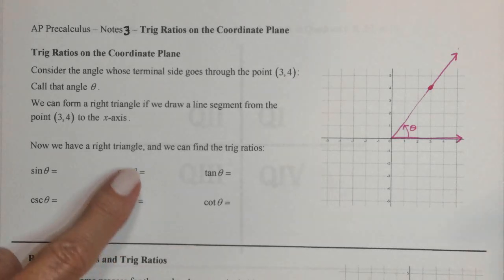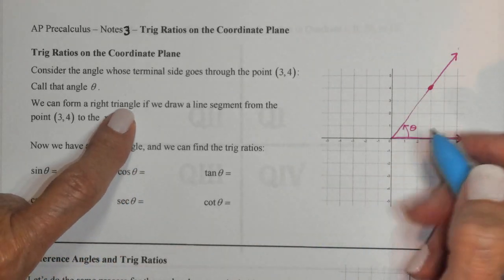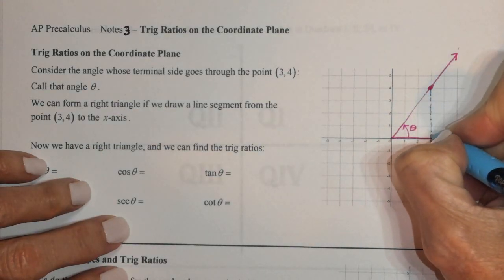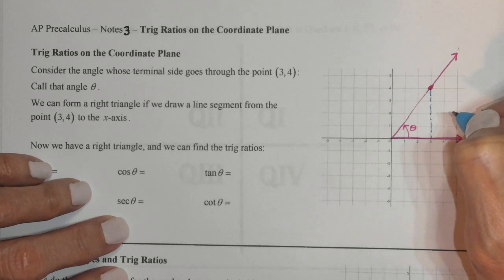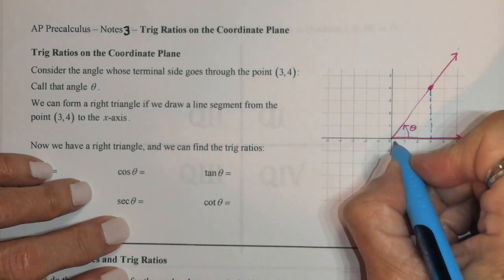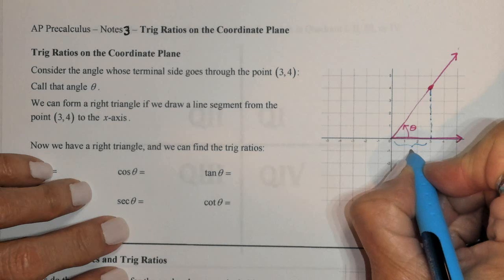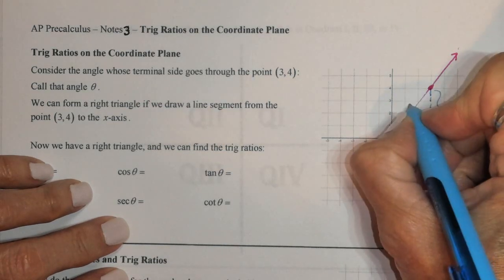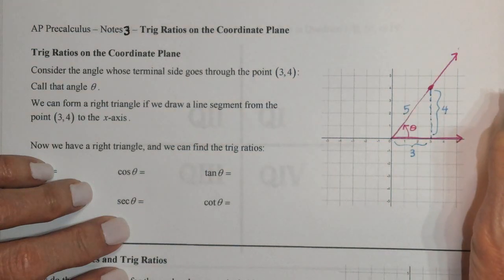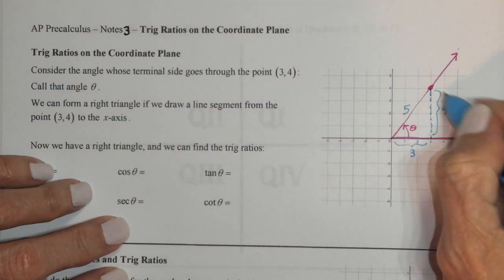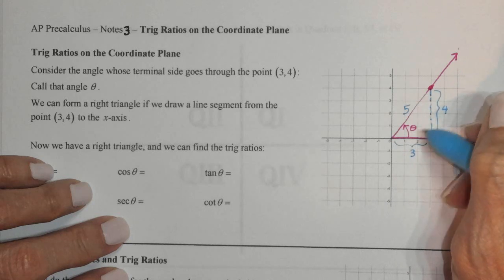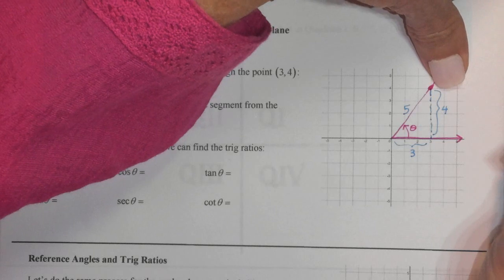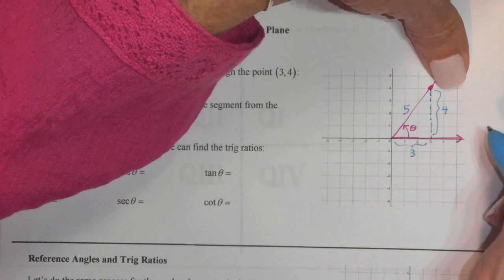Okay? So we'll try to keep reminding you of that. Alrighty. We can form a right triangle if we draw a line segment from this point down to that initial ray, down to the x-axis, right? The length of this side is 3. This length is 4, which makes the length of that hypotenuse 5, right? Once we have those lengths, then we can find all of the trig ratios, ignoring the rest of that ray and just examining that right triangle.